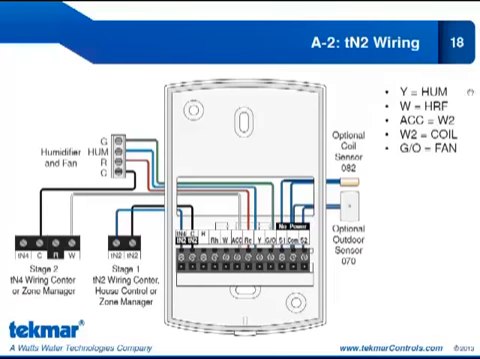The settings for this: Y is set to humidifier. W is set to HRF, so HRF 1 or 2, depending on what type of flooring you're using. Our accessory relay is configured for W2. We're doing second stage heat here. What terminal is our second stage heat? It's a coil. And our GO relay is set to fan.